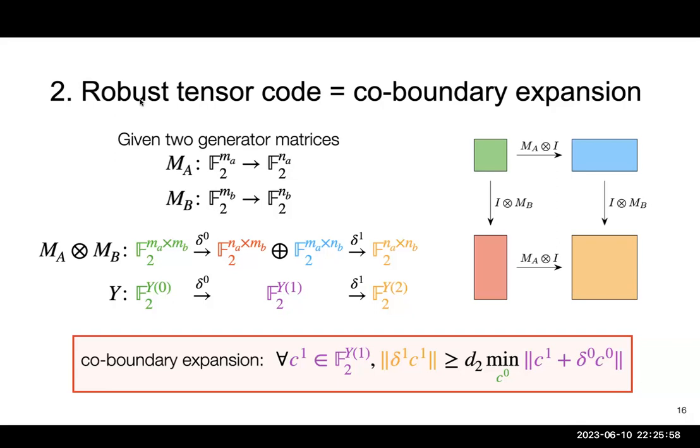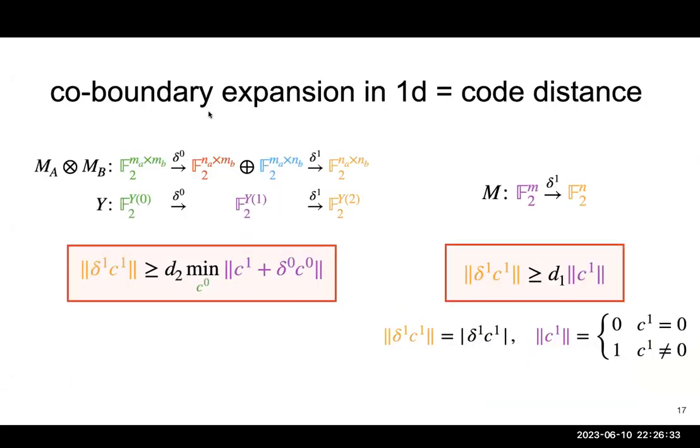Okay, and so the robustness condition on this tensor code is essentially the coboundary expansion, which says that for each purple vector, after applying this delta map, it expands by a factor of d2. And it's true up to this delta 0 map, this vector, which is the boundary. What that means is up to some boundary, the vector expands. For those who are hearing this concept for the first time, we just want to point out that in one dimension, this corresponds to the distance. And this is why I say robustness is a generalization of the notion of distance. I don't want to go into the detail, but you can see the similarity here. D1 is the code distance in the classical code, and D2 is the robustness parameter.